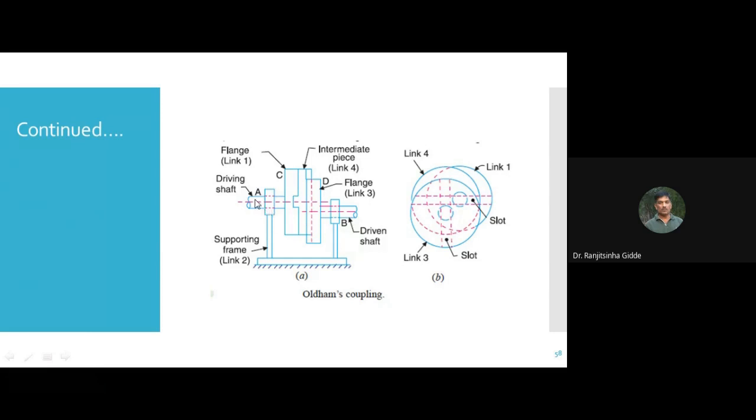Our aim is to couple this driving shaft to this driven shaft. And what you are observing here, this much is the eccentricity between the axes of rotation. Swapnil, Omkar, then Ajay, check this. This is the center line. This is the center line.